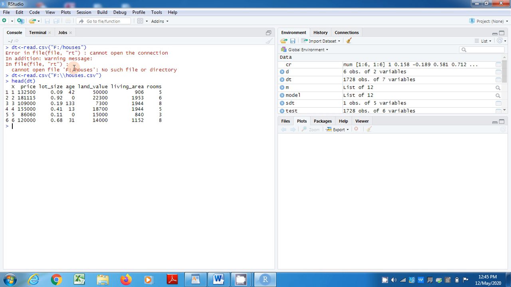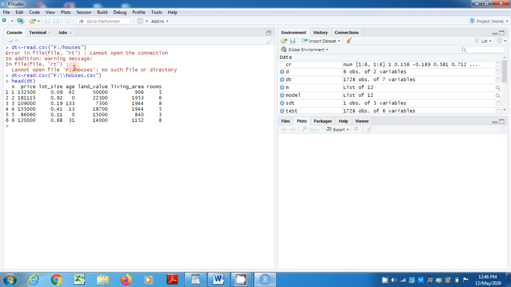Based on the data frame, we need to train our machine. Here I have only one data set, but I need two data sets: one for training purposes and another for testing purposes. So what I will do is divide this dt data frame into two partitions.